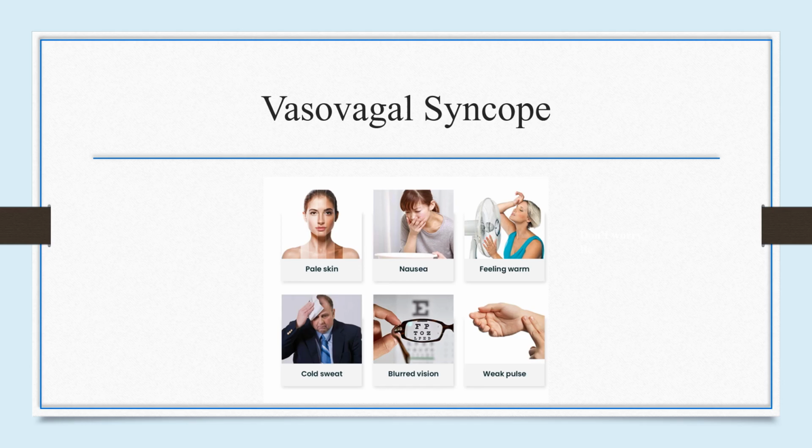Patients often experience warning signs before fainting. These symptoms are pale skin, nausea, feeling warm, cold sweat, blurred or tunnel vision, and a weak pulse. In my experience, patients often feel these symptoms, but they don't communicate them before fainting.